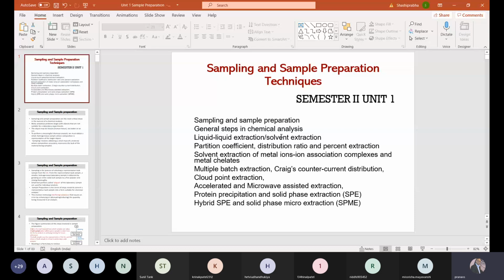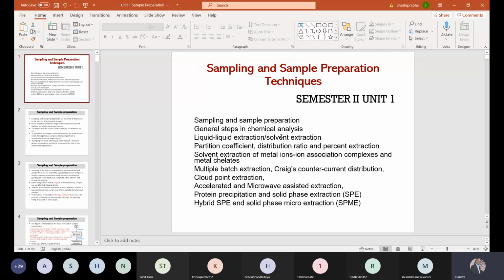Now in this semester there are 2 units. The first unit is regarding sampling and sample preparation techniques, and the second unit which I'll be taking is on chromatography.